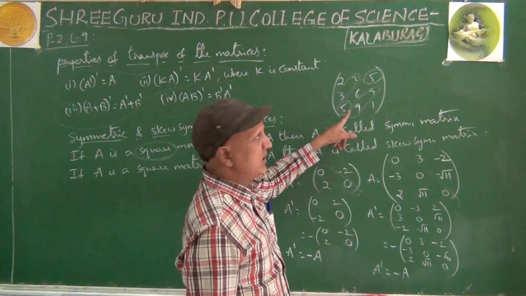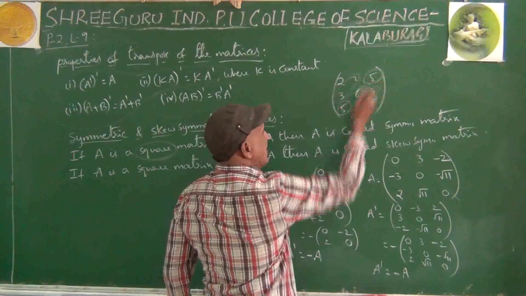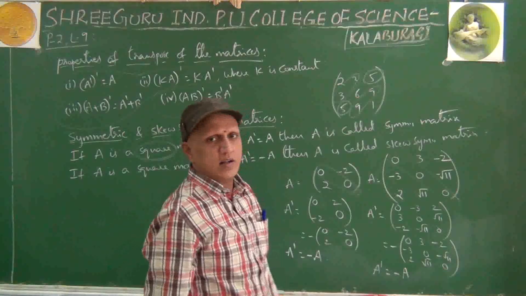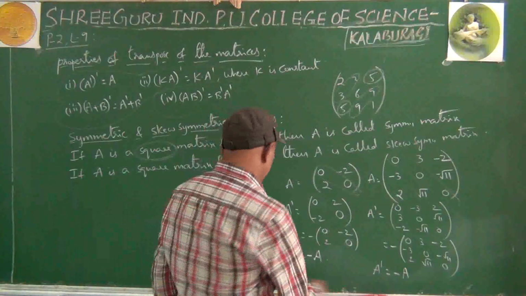This is not skew symmetric. Why? Because signs are not opposite. That is a symmetric matrix. Okay.